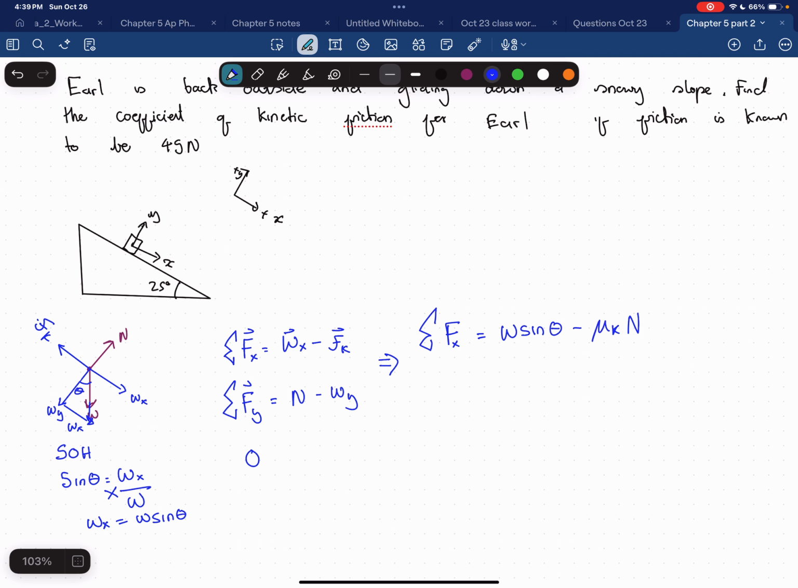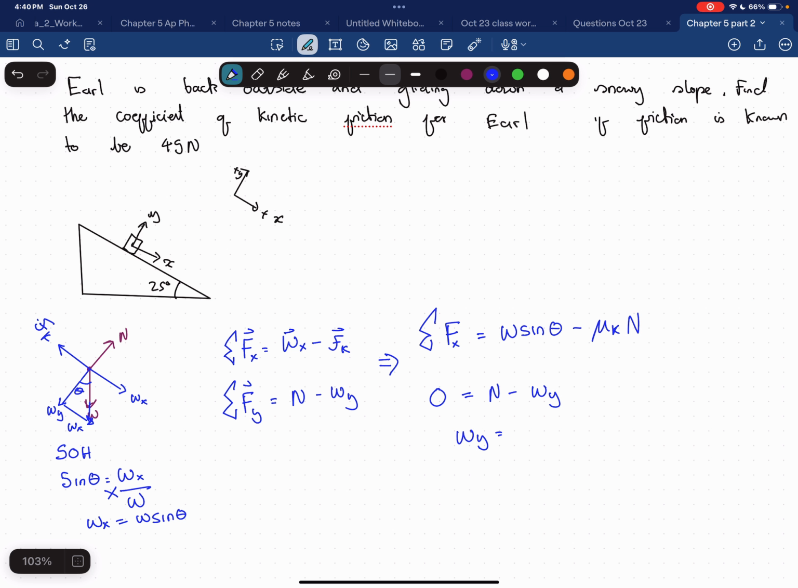So let me put it right over here. Sum of forces in the y direction is 0. And then our normal force is technically N minus, then we're subtracting the weight. If we take the weight across the equal sign, it's going to be weight.